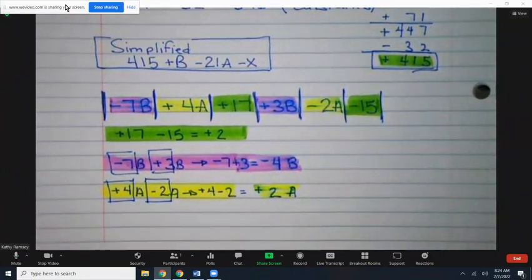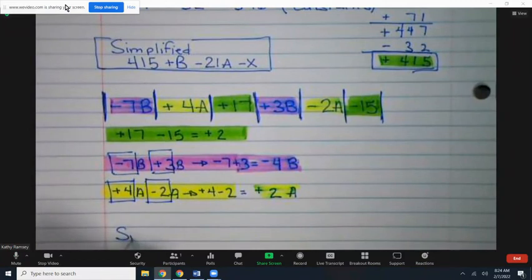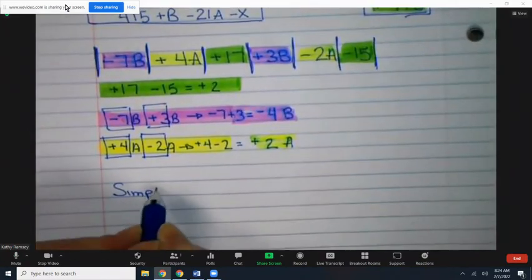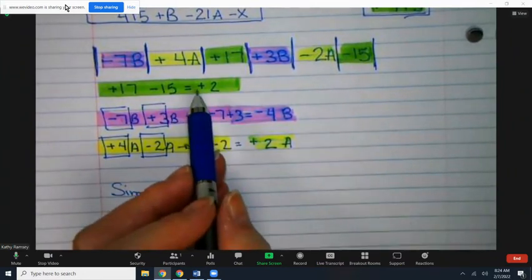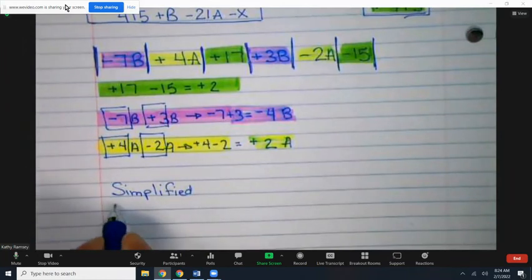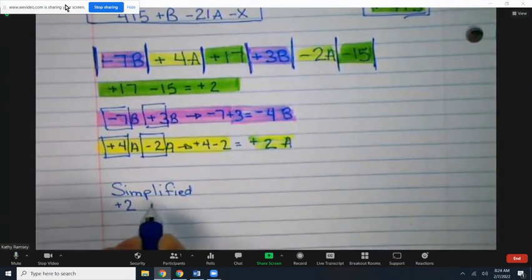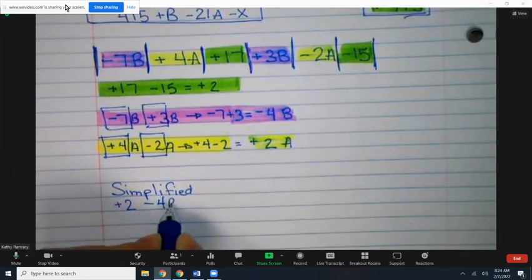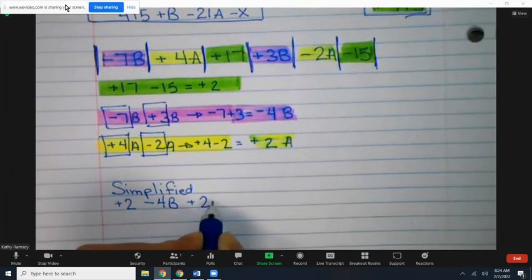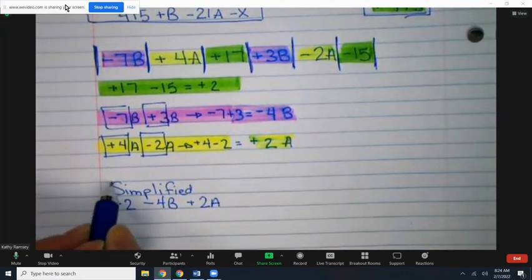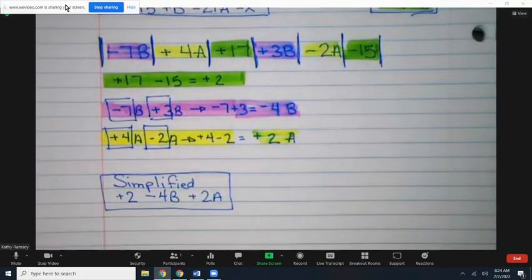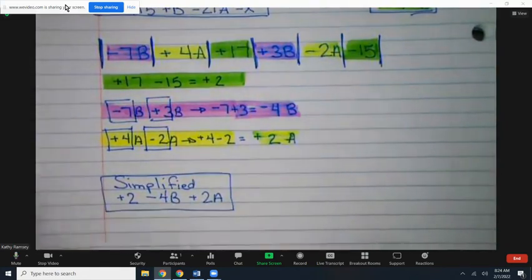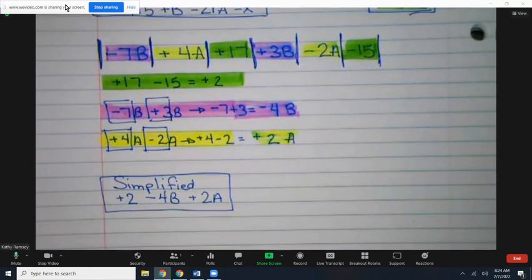So to simplify, we've already simplified everything, so we can take positive 2 minus 4b plus 2a. And it's okay if you did them in a different order. There is no rule about right or wrong. You can put them in whatever order.